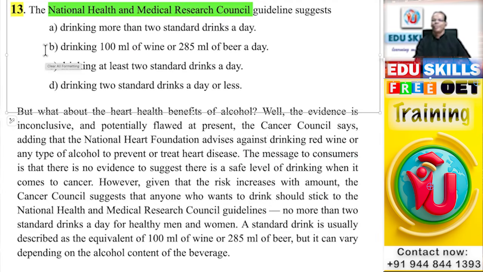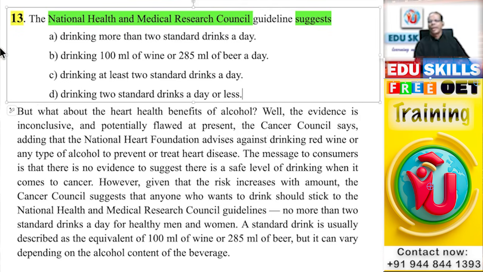Then you go. Now here they're asking what the guidelines suggest. What is the suggestion of the National Health and Medical Research Council? The Cancer Council says, please don't drink. The National Health and Medical Research Council says you can drink 2 drinks a day, 2 drinks okay. That doesn't, the Cancer Council says it is okay.